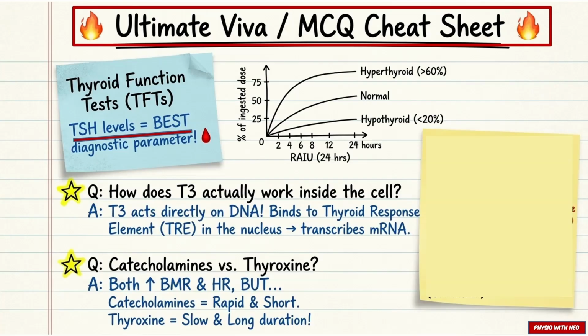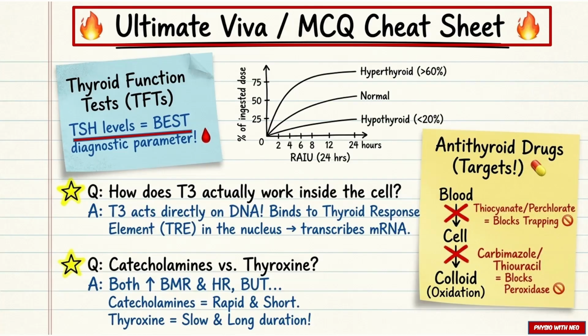Now about the antithyroid drugs. What are the drugs which block trapping? Thiocyanate and perchlorate. What are the drugs which block oxidation by peroxidase? Carbimazole and thiouracil. Try answering these questions before I reveal them. It prepares you for viva.